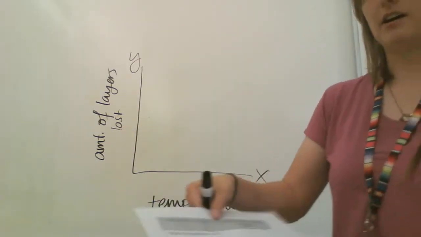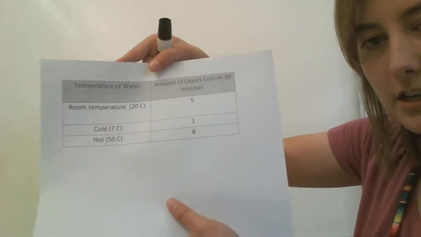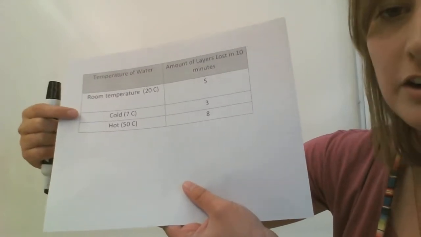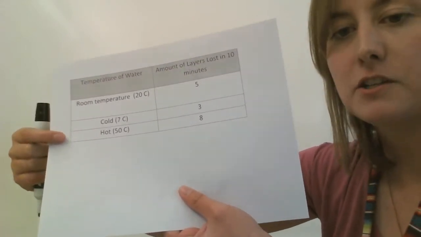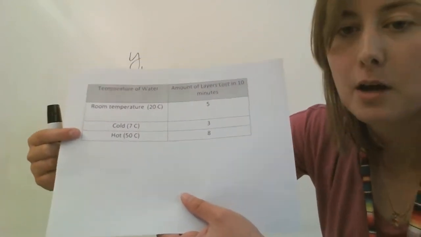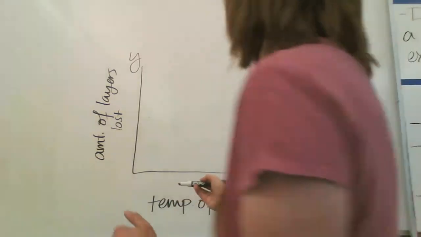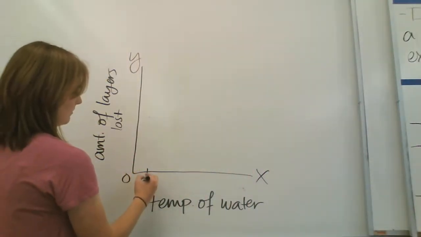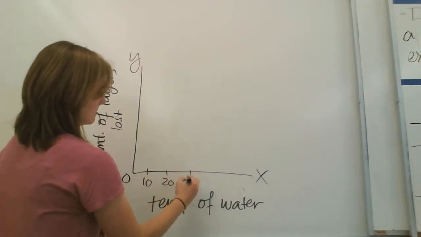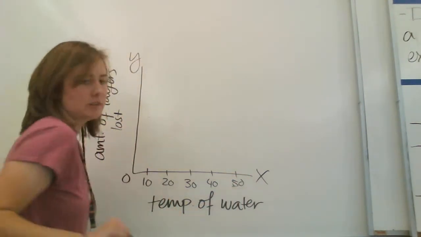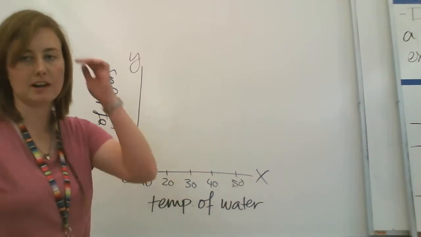So looking at my data, let's look at the x data first. Here we go. So for our x data, we've got our smallest number is 7 degrees Celsius for the cold water, and then our largest number is 50 degrees Celsius for hot water. Okay, so I'm thinking a good scale I could do might be by 5s or 10s. So I'm going to go ahead and do it by 10s, but 5s would also be a good option. So I'll do 10, starting at 0. I don't need to go higher than 50 because 50 is my highest number in my data, so I'm good to go there.